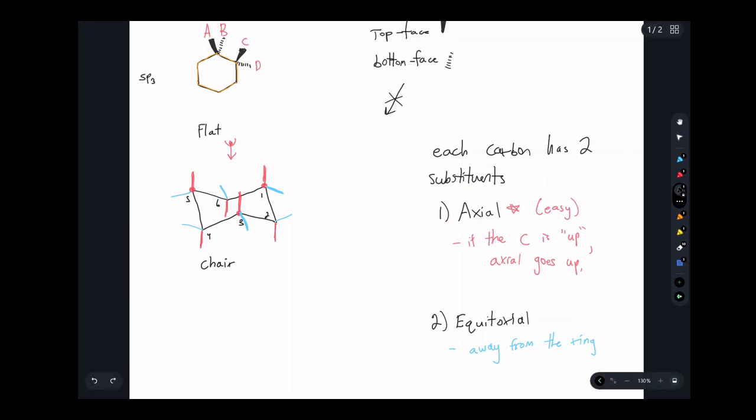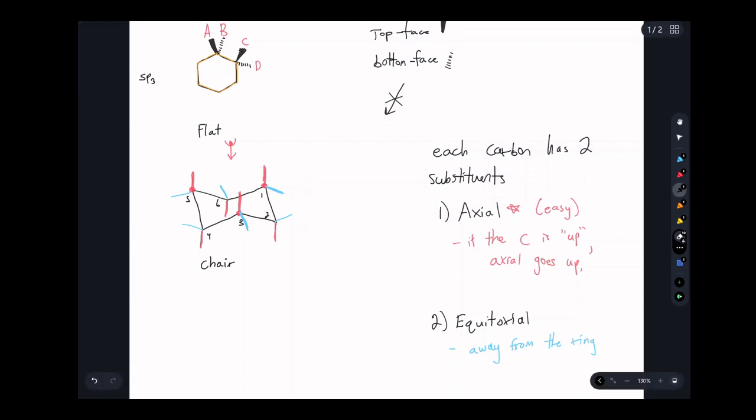So each carbon has one axial and one equatorial position, as shown here. And just like the axial positions, the equatorials alternate as well. As in, this one goes downwards. On the flat projection, we would see that as a dash. Upwards, we would see that as a wedge, and so on and so forth.